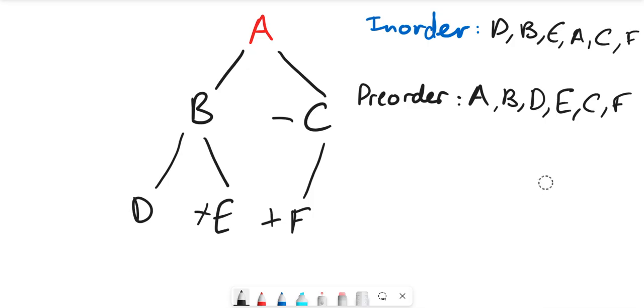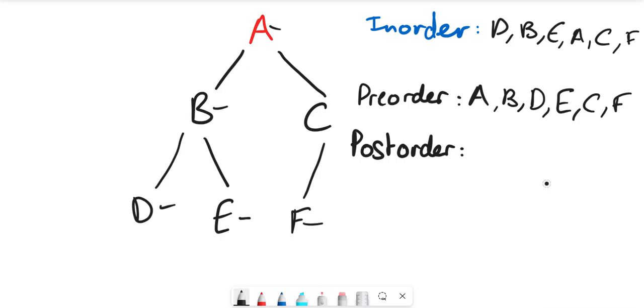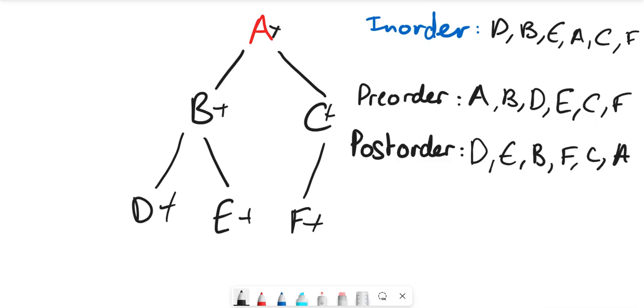Now the final type of binary tree traversal is post-order. In this case, we would put our flags to the right of each node, like so. So when we go through, we would have D, and then E, and then B, and then F, then C, and then A. You should practice each of these until you can trace them confidently without drawing arrows. They're extremely common in IB past papers.